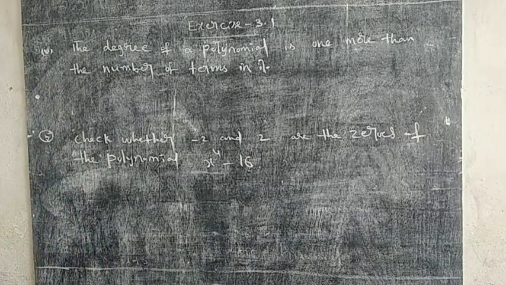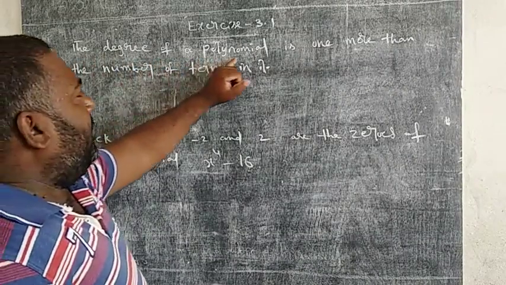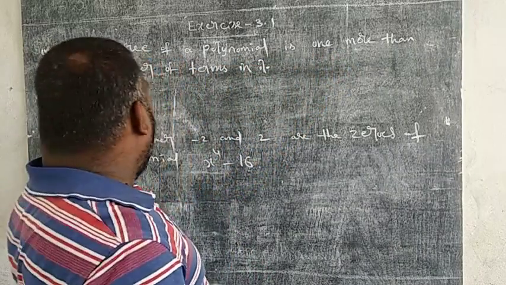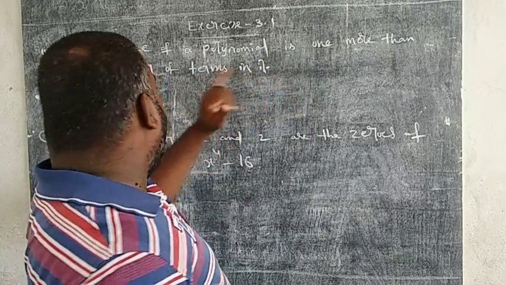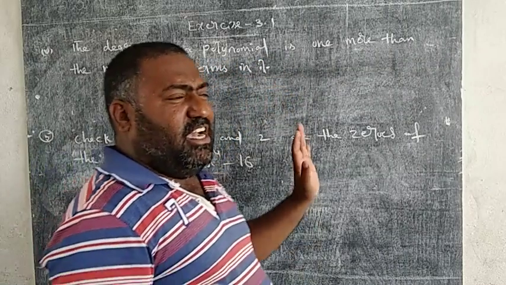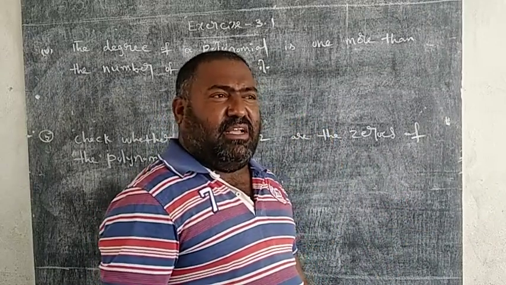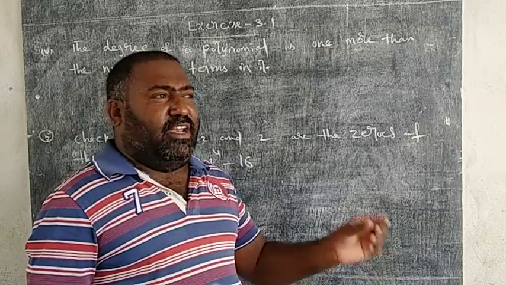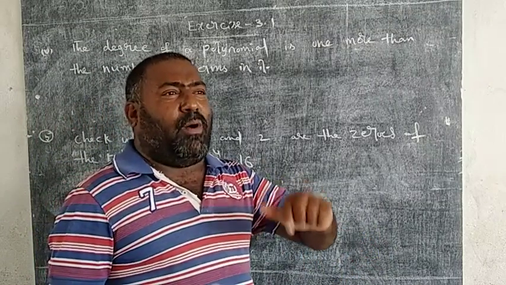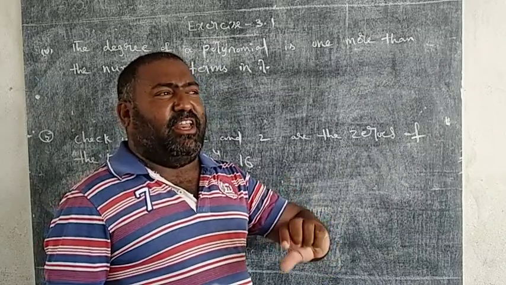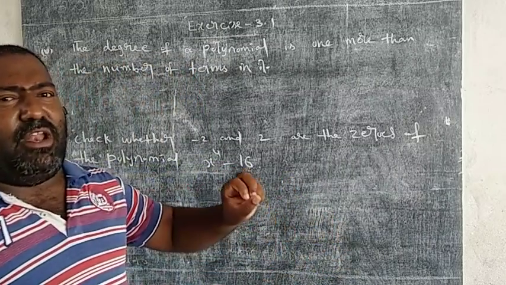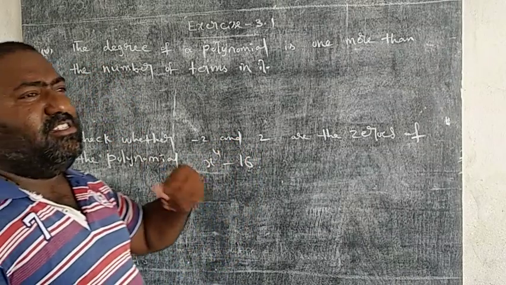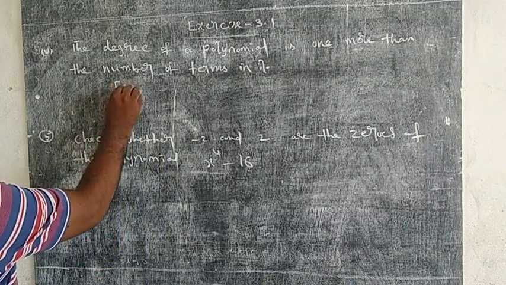Next question. The degree of a polynomial is 1 more than the number of terms in it. Is this statement true or false? So this statement is false because the degree of a polynomial cannot be related with the number of terms in it. The degree of the polynomial depends on the highest power of the variable in any term of the expression. It is a false statement.